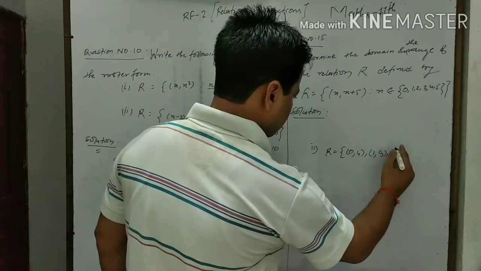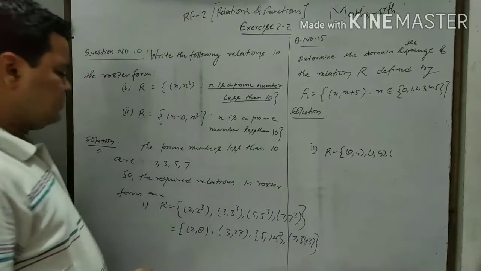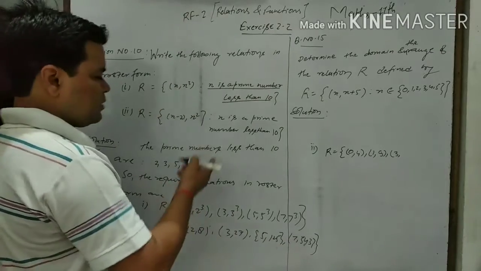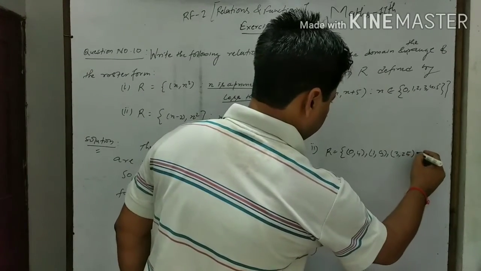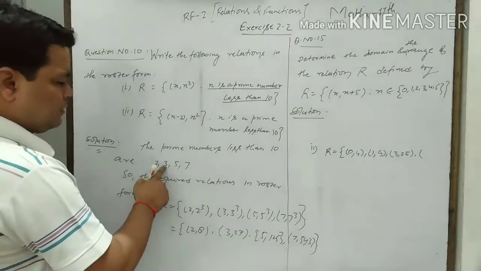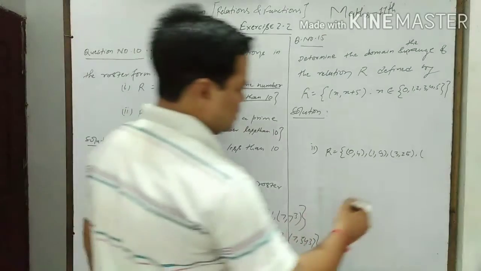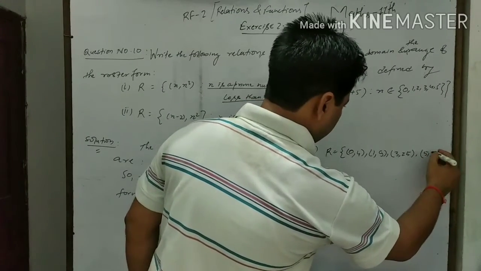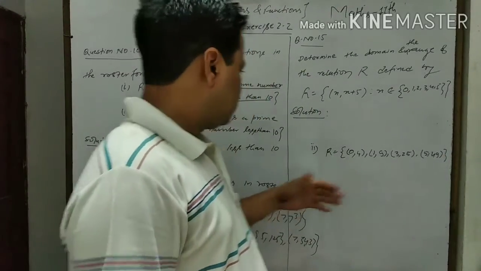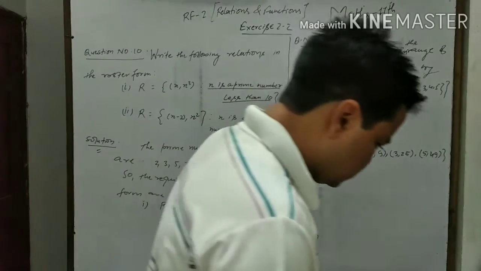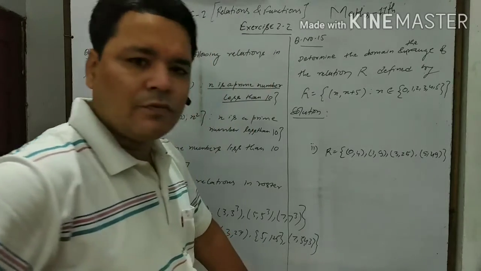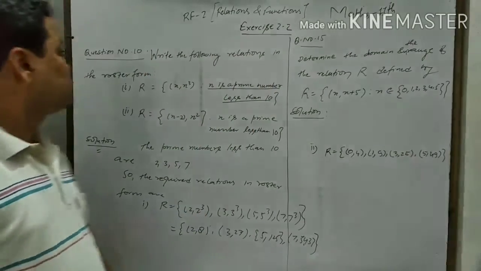Okay. Now we will take here 5. And 5 minus 2 will be 3, and 5 square will be 25. And here the last, we just completed 2, 3 and 5. After that 7. 7 minus 2 will be 5, and 7 square will be 49. Okay. Here the required relation in roster form will be (0, 4), (1, 9), (3, 25) and (5, 49). Like this way we can solve question number 10.